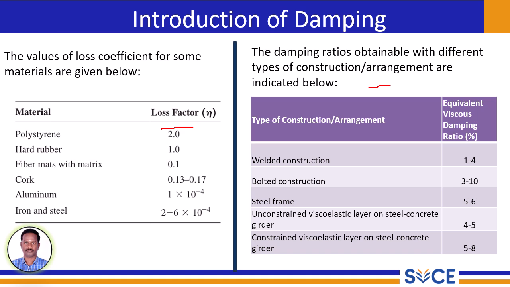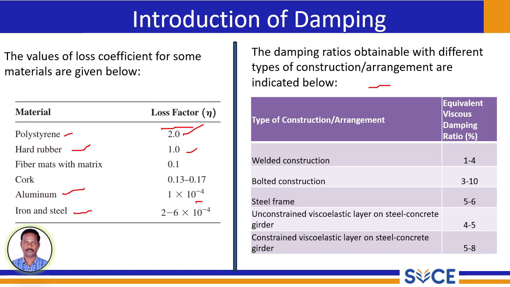Notice the significant differences. For instance, polystyrene has a relatively high loss factor, indicating good inherent damping. Hard rubber also exhibits substantial damping with a loss factor of 1. In contrast, materials like aluminum, iron, and steel have much lower loss factors on the order of 10 to the power of minus 4, signifying that they dissipate much less vibrational energy internally.